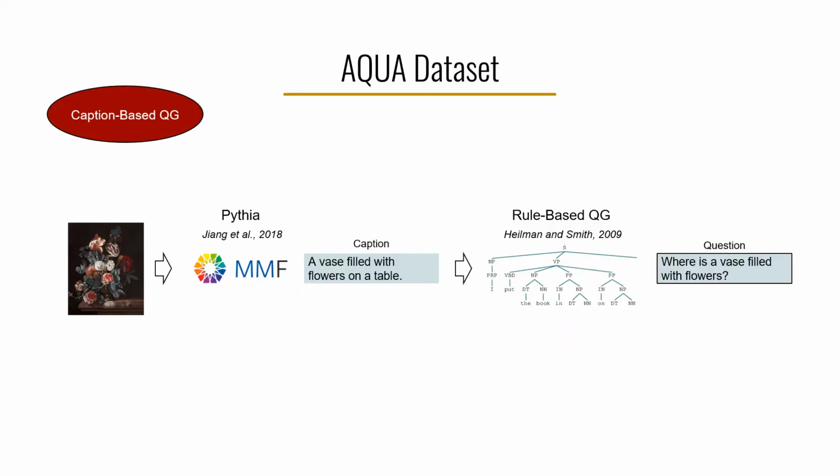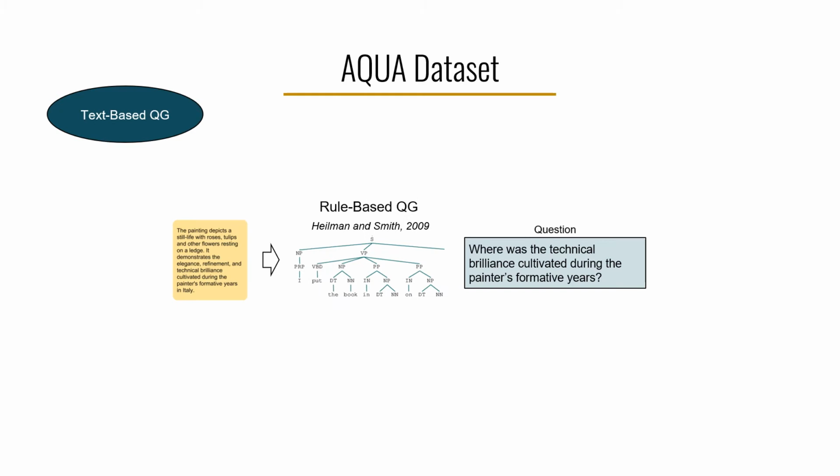Let's now see how we generate the visual questions based on captions. In this case, we first generate captions from the paintings using Pythia and convert the caption to a question and answer pair using the rule-based question generation model by Heilman and Smith. Finally, we also convert the comments into questions and answers using the same rule-based question generation model. Differently from the visual questions, the questions generated from the comments are especially focused on the context of the painting.